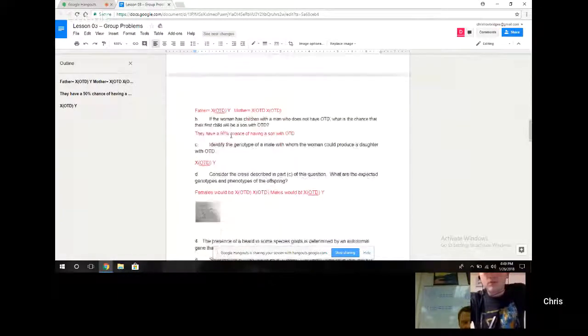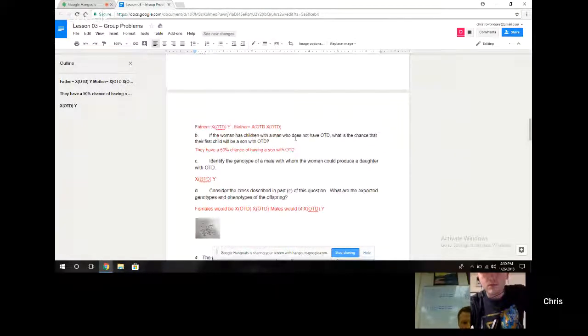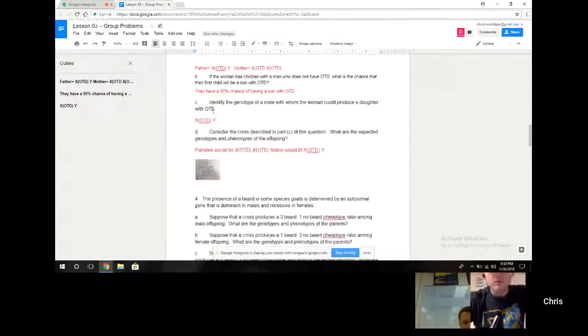If the woman has children with another man who does not have OTD, what is the chance that the first child will be a son with OTD? So I worked it out on a Punnett square and figured out that they have exactly a 50% chance of having a son with OTD being their firstborn. The genotype of the male with whom a woman could produce a daughter with OTD would be just a male with an X OTD on his chromosome, and then a regular Y one.